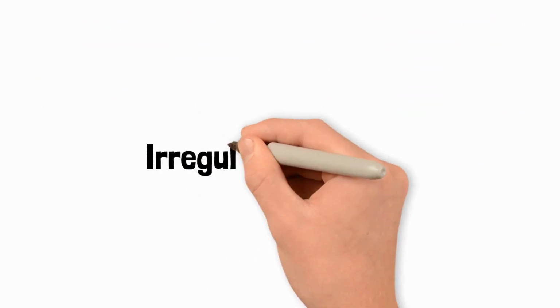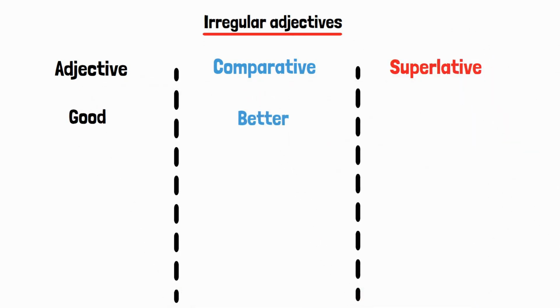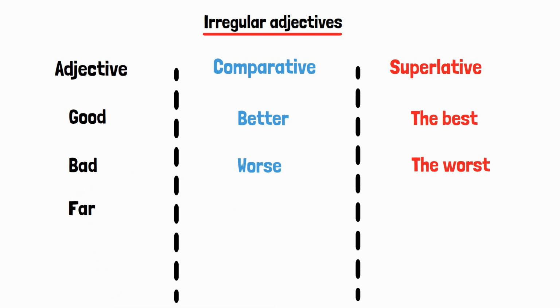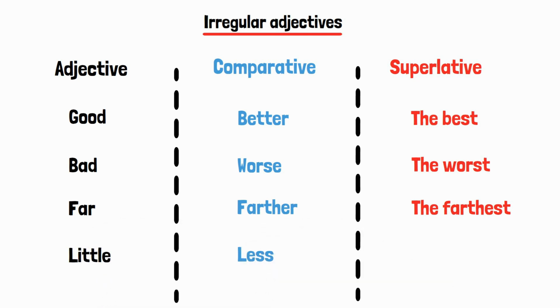There are irregular adjectives. Take a look. Good, better, the best. Bad, worse, the worst. Far, farther, the farthest. Little, less, the least. Remember that these types of lessons need to be learned by heart.